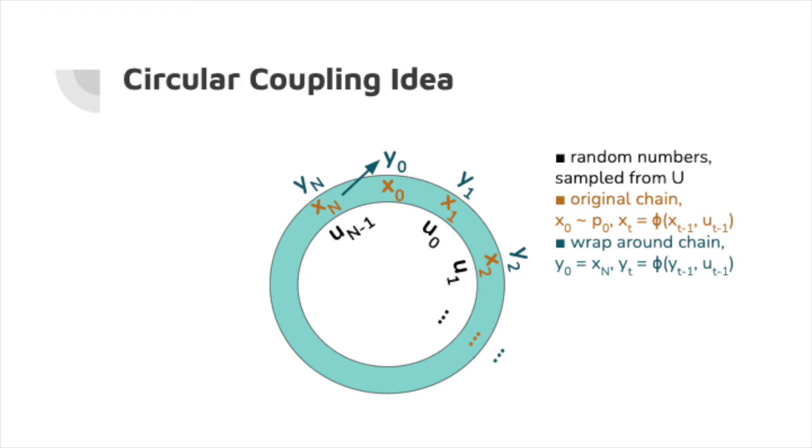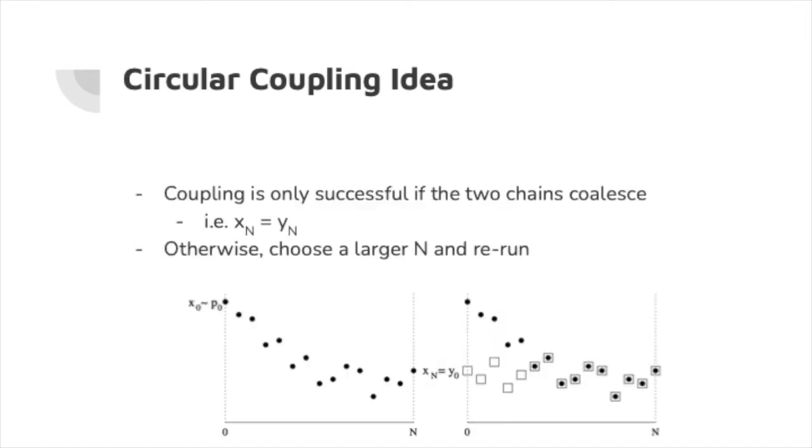We will refer to the sequence of x's as our original chain, and the sequence of the y's as our wraparound chain. The coupling only succeeds, in that y has approximate distribution pi, when the chain coalesces, if and only if xn is equal to yn. If the chain doesn't coalesce, then we must choose a larger n and rerun.